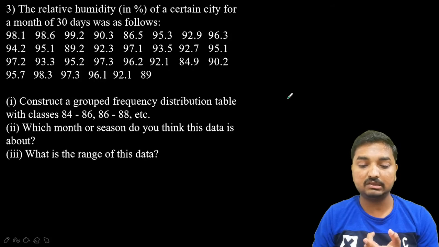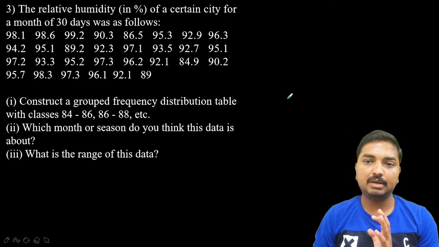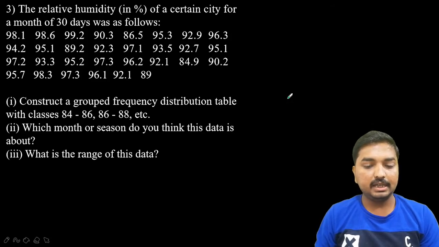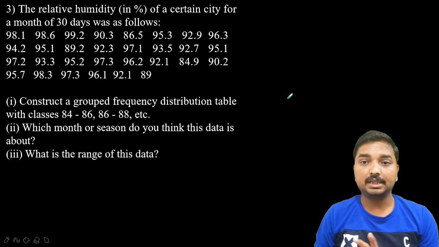84 to 86 means that we can understand what the width of the class interval is. How much? 2. Because upper limit minus lower limit, what will you get? Just 2. Remember this one. And then 86 to 88, here also 2. And 2 is actually the width of the class interval.